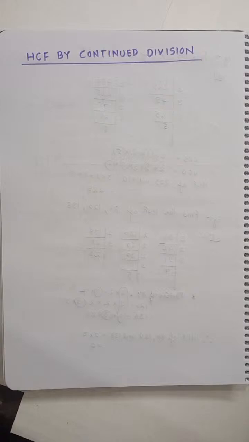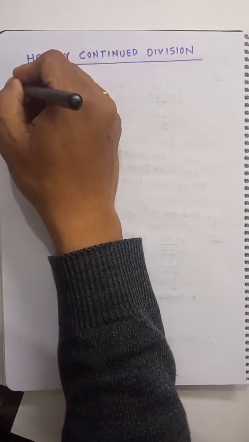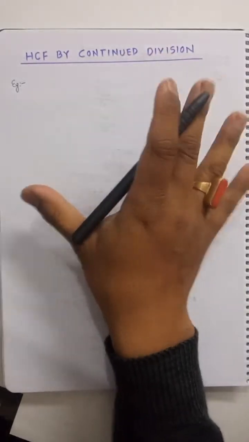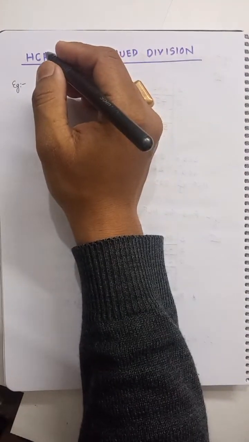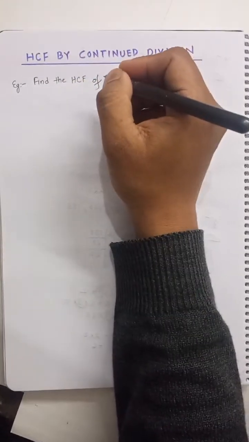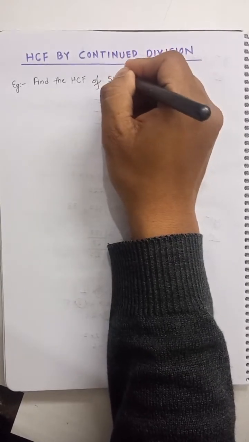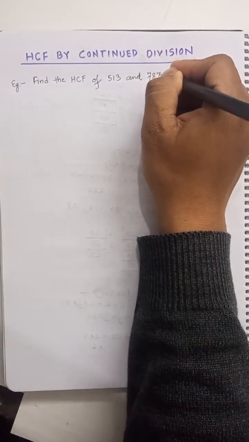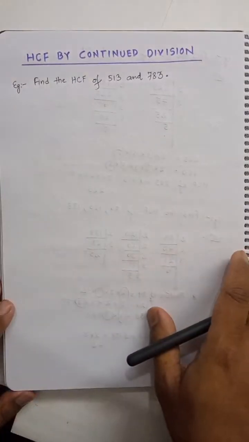Okay, now let us write one example and solve. The name itself is suggesting what we are going to do. We are going to do division and we will continue our division. Our division doesn't end when we find the remainder. That is the essence of this method. So find the HCF of 513 and 783.